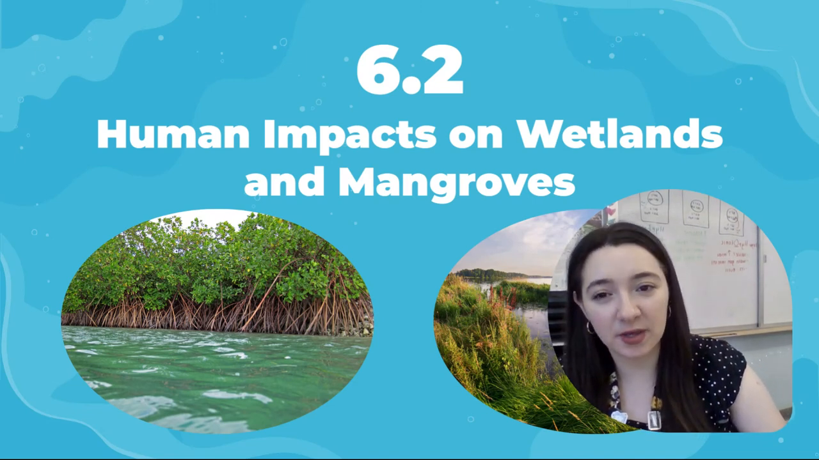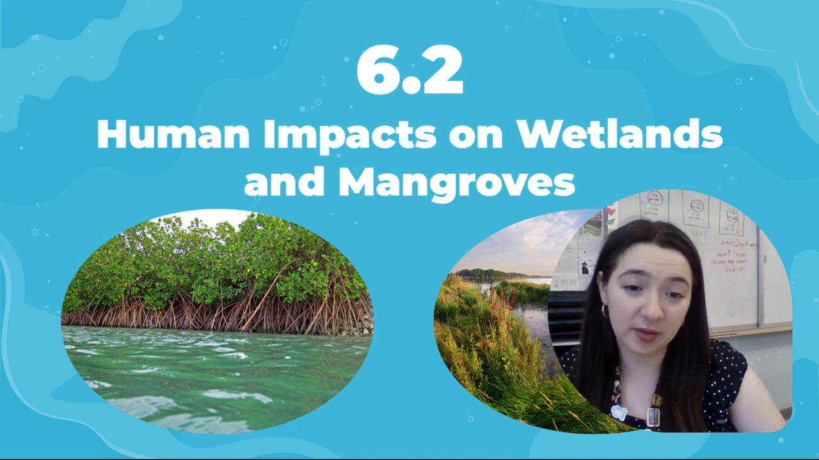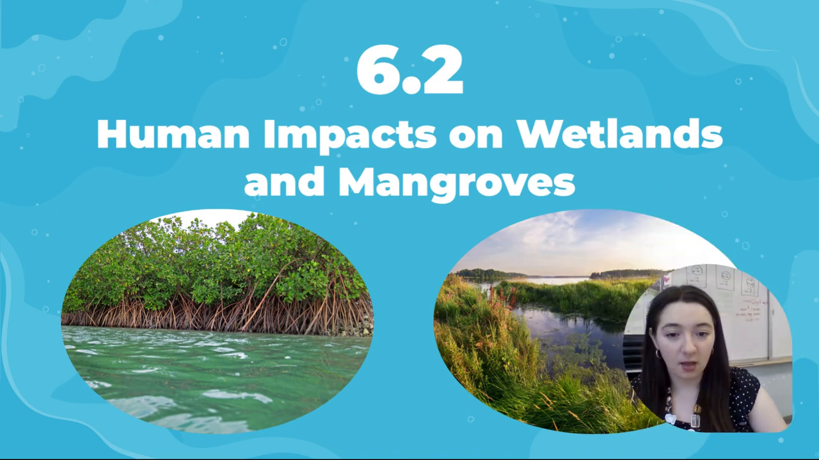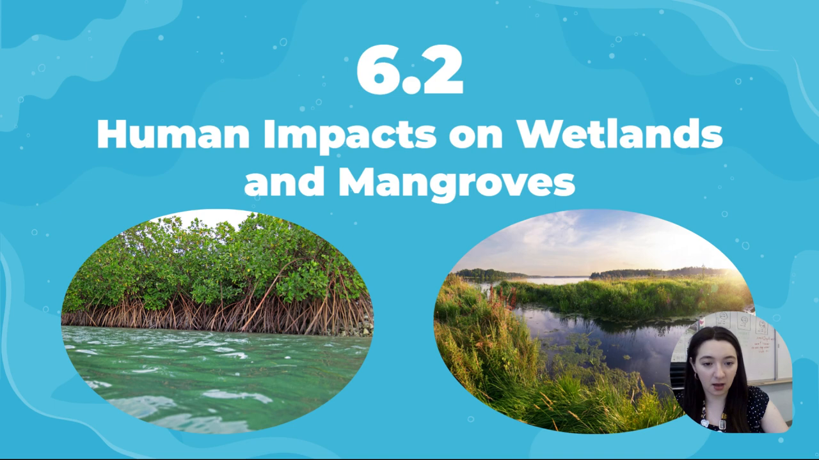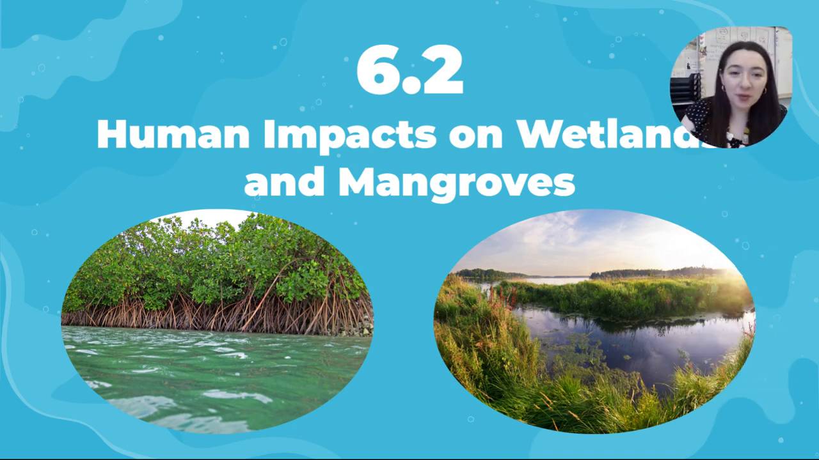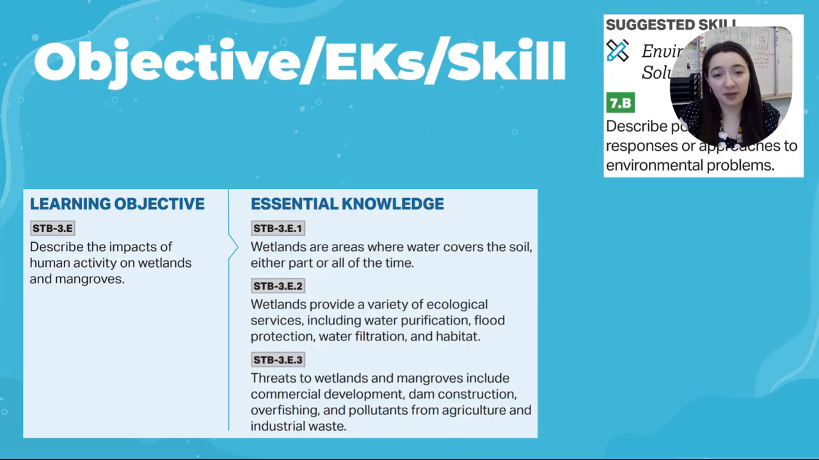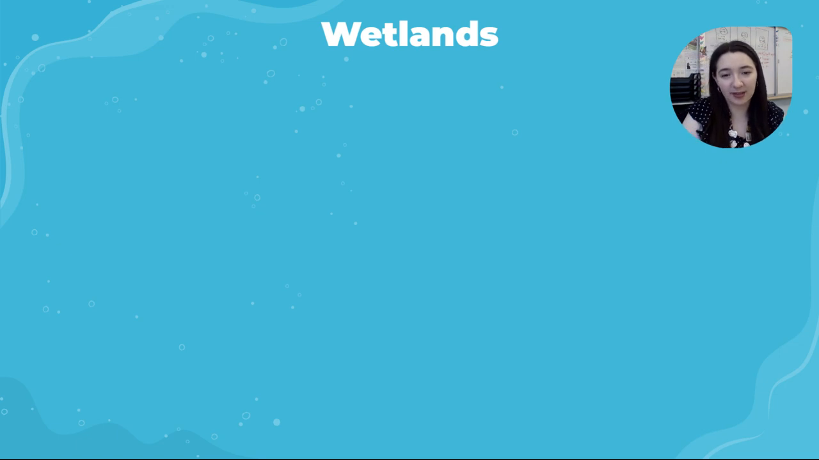In today's video, we're going to be covering topic 6.2 as well as 6.3. All right, let's go ahead and get started. This is topic 6.2, human impacts on wetlands and mangroves.